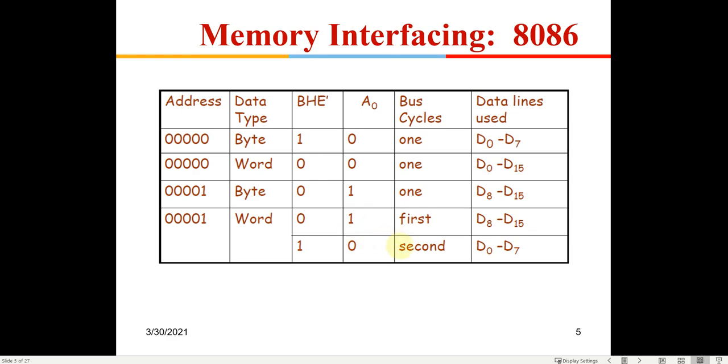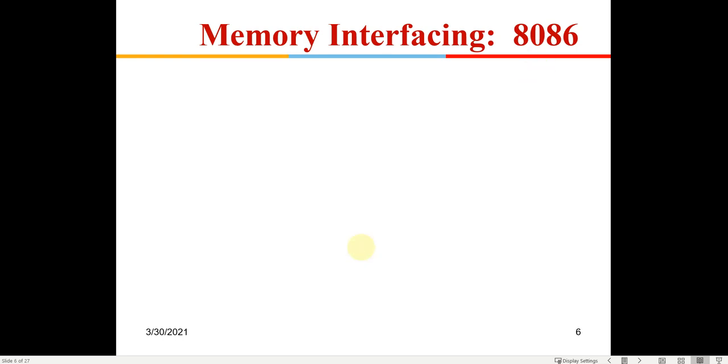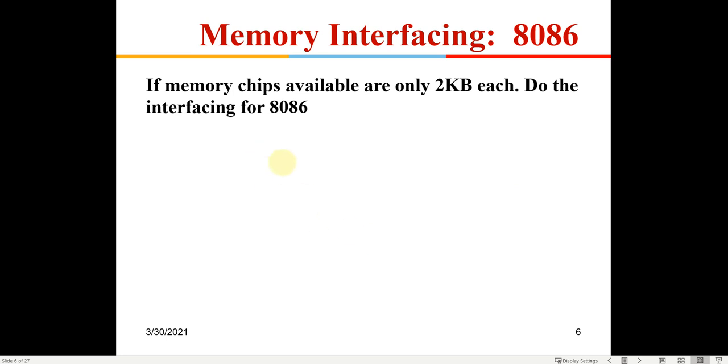That is the reason you will have to fetch this in 2 different cycles. This is not permitted in the 8086, but some higher versions of 8086 permit it, and if you write that, it will be done in 2 different cycles. But let's keep it simple: for 8086, this is not permitted. Now let's take some examples to make things clearer.